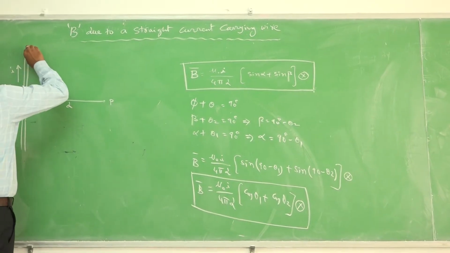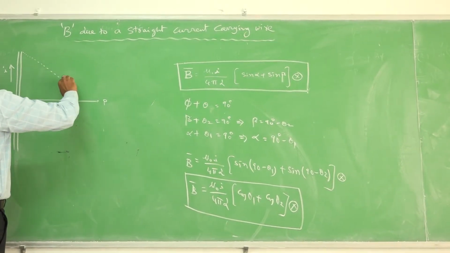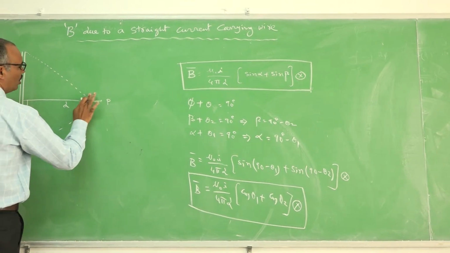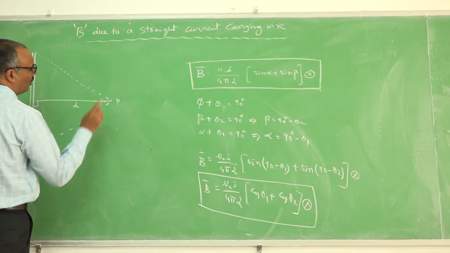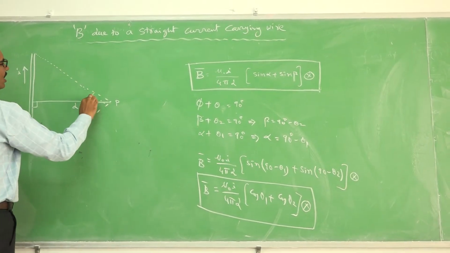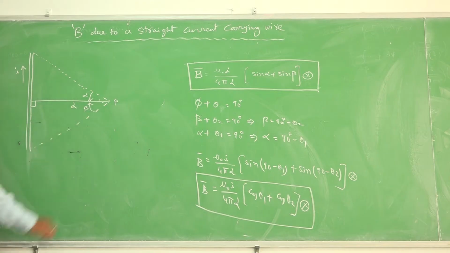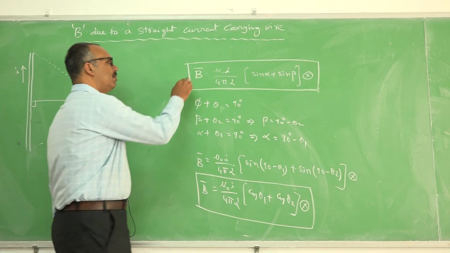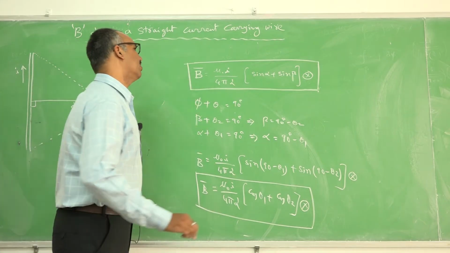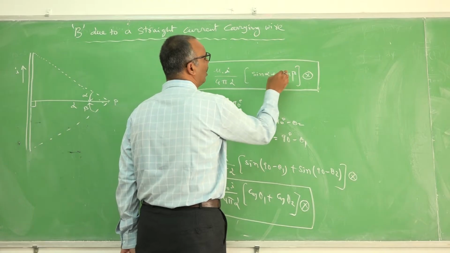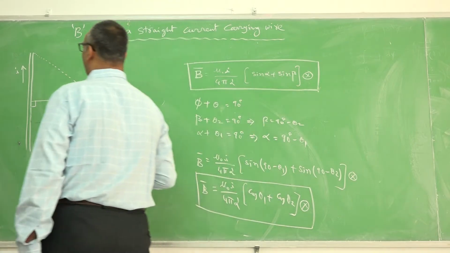You just need to join the two ends of the conductor with this point, and you should find these angles. This angle is alpha, this angle is beta. By knowing alpha, beta values and D value and I value, we can calculate the magnetic field here. The strength of the magnetic field is given by mu naught I by 4 pi d into sin alpha plus sin beta, into the paper.